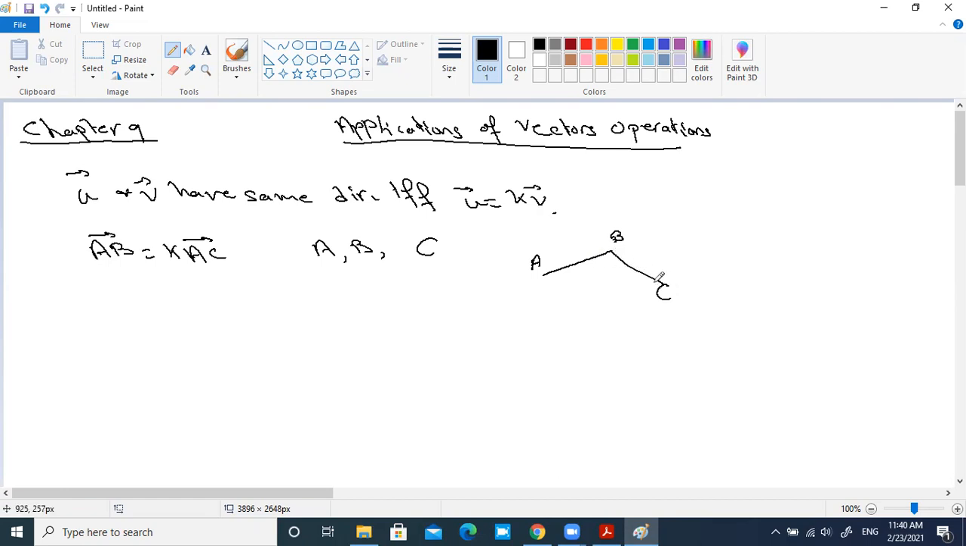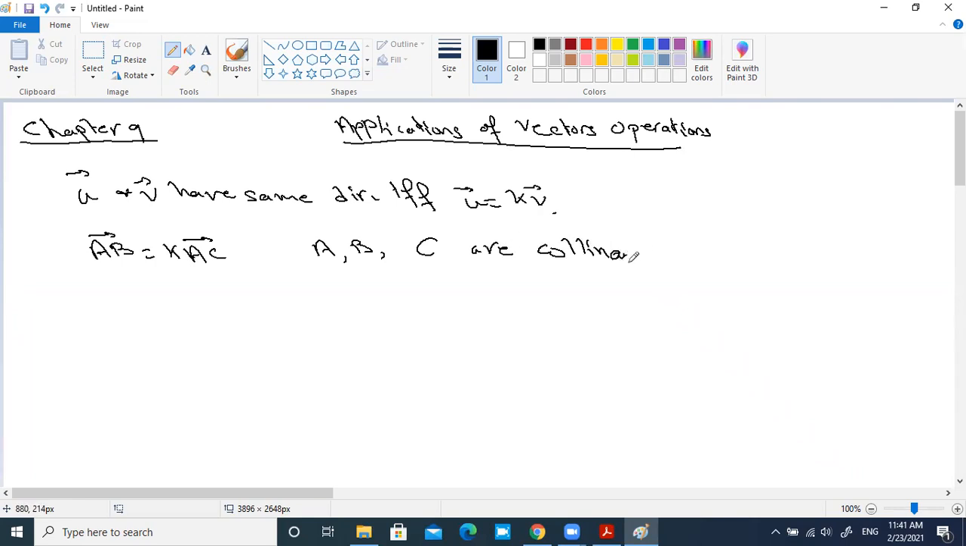The lines AB and BC are not parallel. So AB can't be equal to some constant times AC in this case. So if we have AB equal to some constant times AC, then we must have A, B, and C collinear. These 3 points should be collinear. So in case AB is equal to some constant times AC, then A, B, and C are collinear.